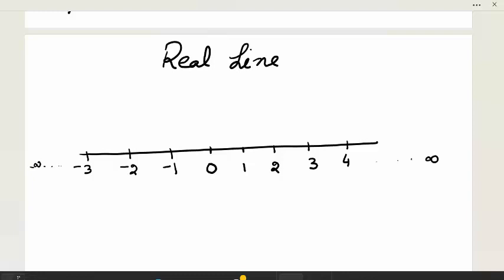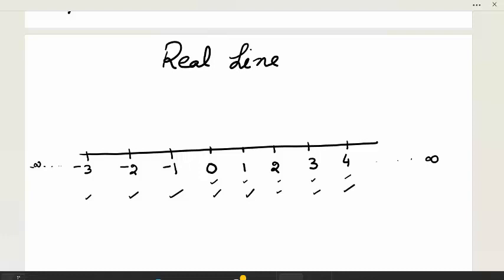Now let us see. All these numbers will lie here. Let's look at the natural numbers. So 1, 2, 3, 4, all of them counting numbers are on my line. Include 0, then all our whole numbers are here. Take the integers. So 0, 1, 2, 3, 4, minus 1, minus 2, minus 3, all integers are also on the line.